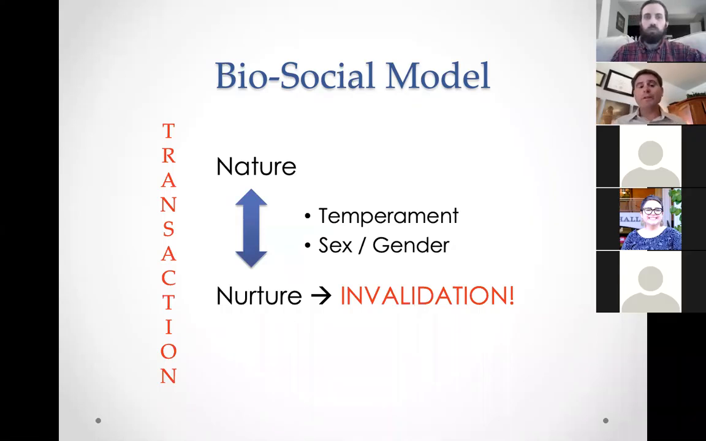When I was talking about nature, I used the term sex, but we can also use the term gender, which refers to the whole spectrum of masculinity and femininity. Which of the two genders do you think tends to be more invalidated, male or female? Female. Yeah, female. So once again, it's not just a matter of raw biology. It's more a matter of how biology interacts with environment, and how environment interacts with biology.